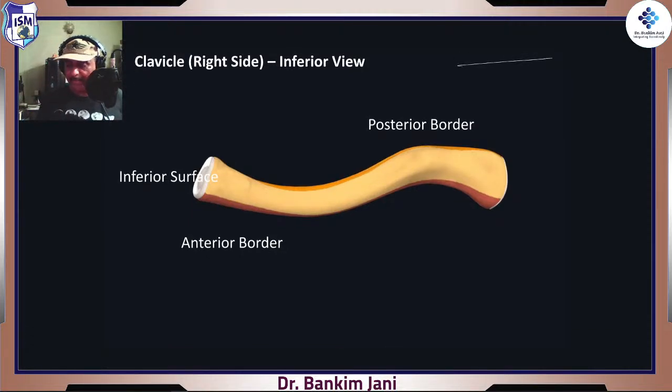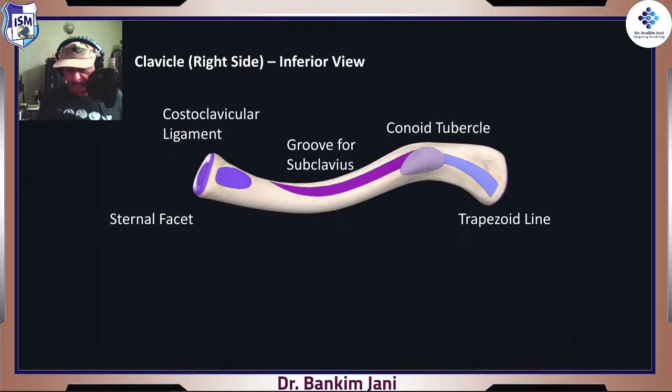Same way, now this was the bone, and now we are watching it from below. So obviously the inferior surface is in view, right? And over here is the posterior border, and here is the anterior border, because we are watching from below. As we see what is connected to that, the sternal end, this is the medial end, right?